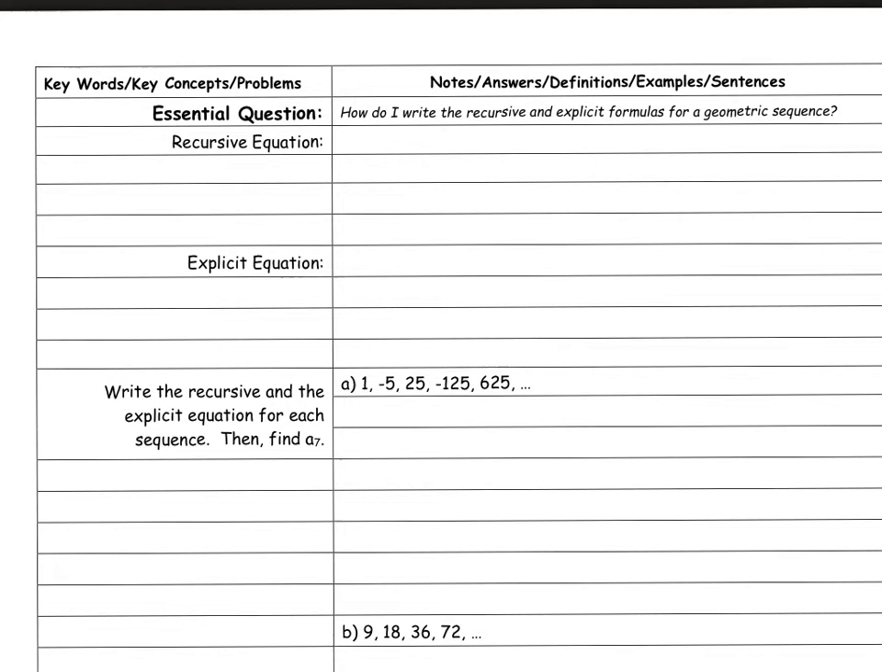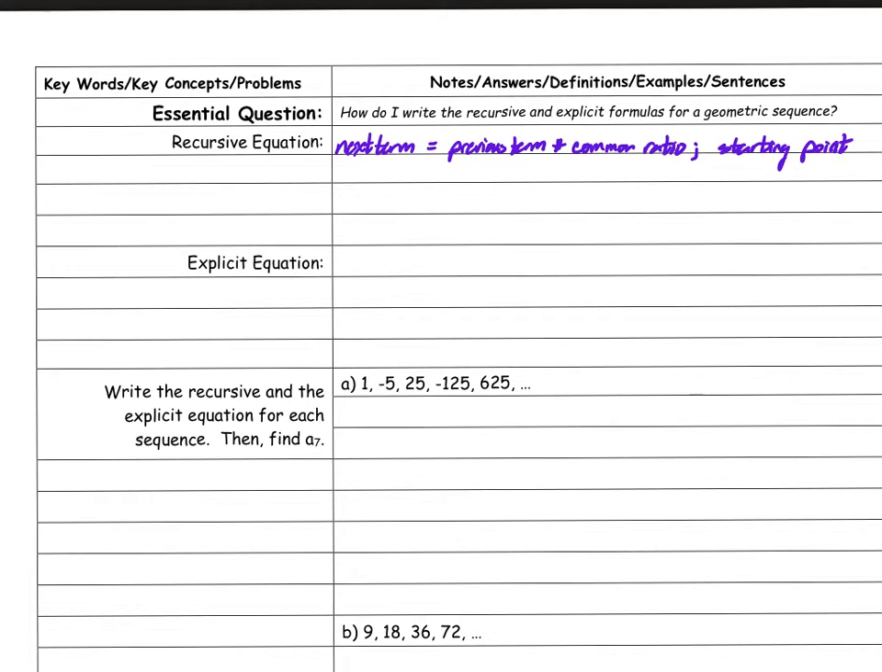So the recursive equation says almost the exact same thing as the arithmetic one does. It says, how do I get the next term? The next term equals the previous term times the common ratio. And then I need to have my starting point, because a recursive equation does not work without a starting point. Okay, so how do I say that?